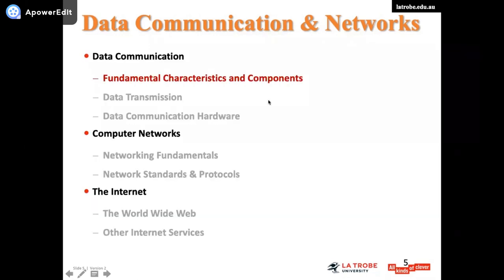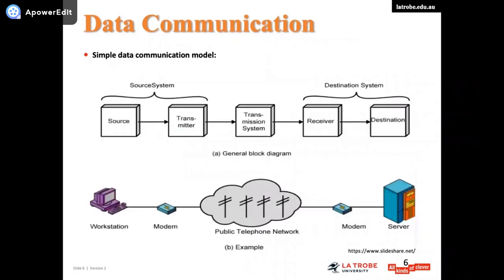So first, let's talk about some fundamental knowledge about data communication. First, we should understand what the simple data communication model is. This is the general block diagram to show you the key components in our communication system. In the very beginning, we have the source, which is the source of the data or information, followed by the transmitter. If we only have the source, that's not enough. We should have the transmitter to transmit our source to the network.